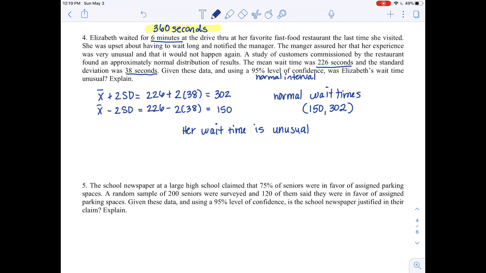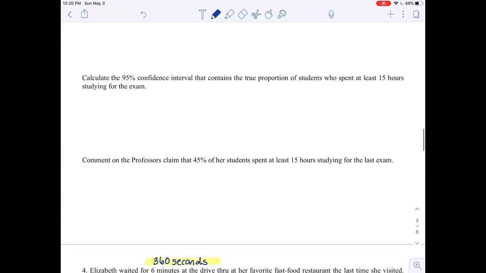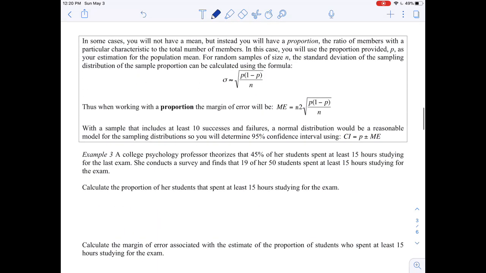So she is justified in claiming that her time was an unusually long time, okay? So her wait time is unusually long because it is above the normal interval. Okay, so I want you to think of this idea of mean plus 2 standard deviations, mean minus 2 standard deviations as one of your major ways of making a normal interval. I do have to talk to you about what happens if you have a mean proportion instead of a mean value, because it gets a little bit different, but the fundamental idea is still the same. Mean plus 2 standard deviations, mean minus 2 standard deviations.